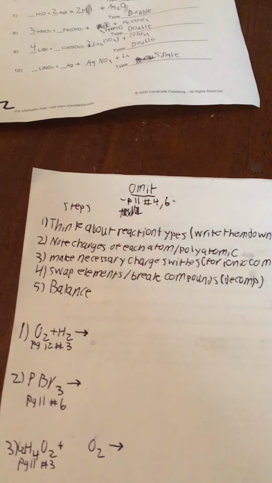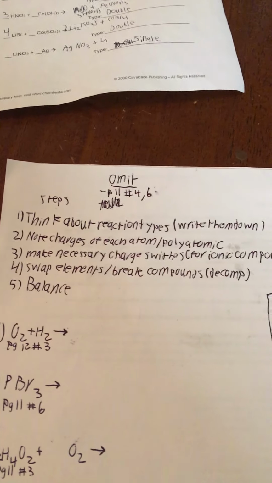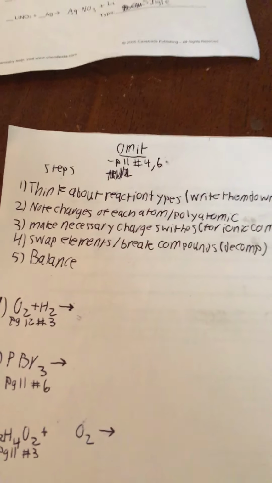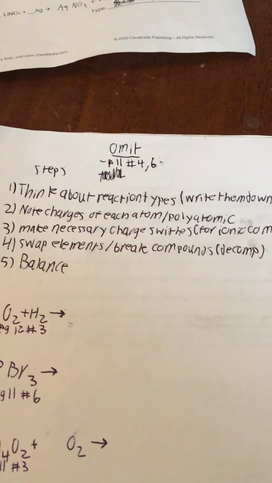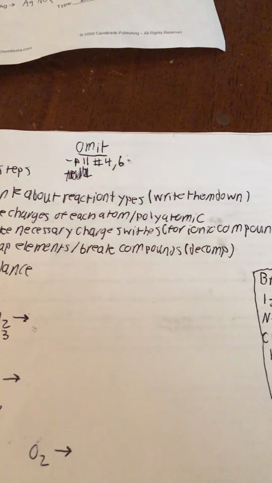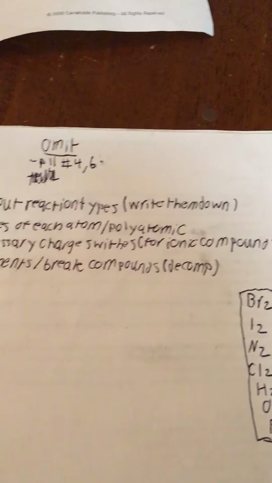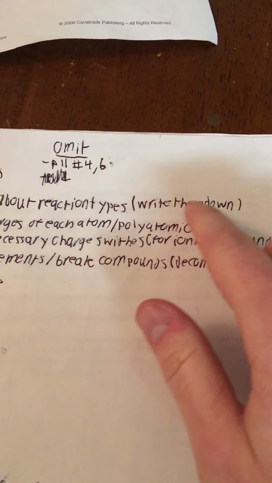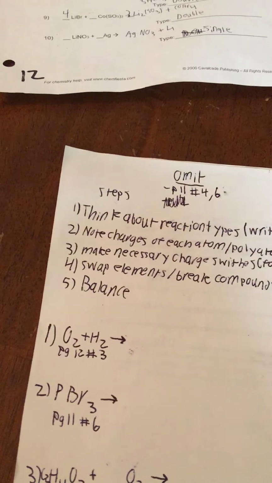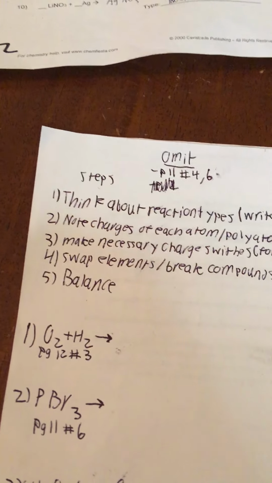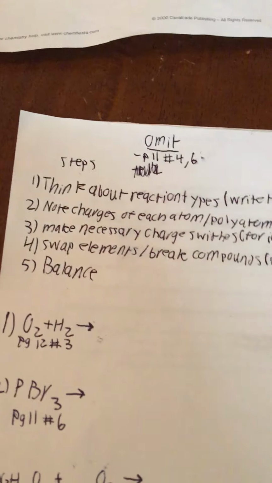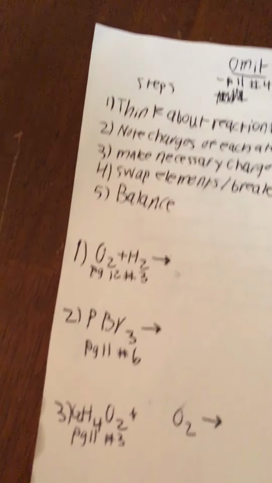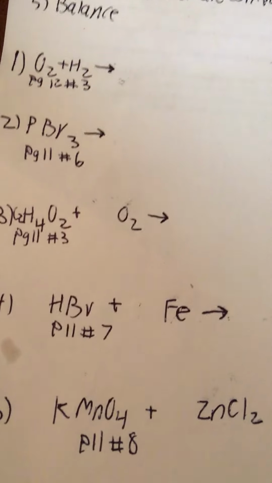that should help you. Step one says when you're trying to predict the product of a reaction, the first thing you should always do is think about reaction types. What is this, a single replacement? Is this a synthesis? And then write it down. The next step is to note the charges of each atom or polyatomic ion. Meaning that, like, if I come down here, I'll show you.